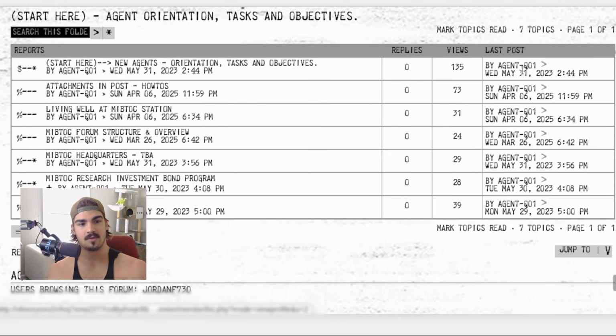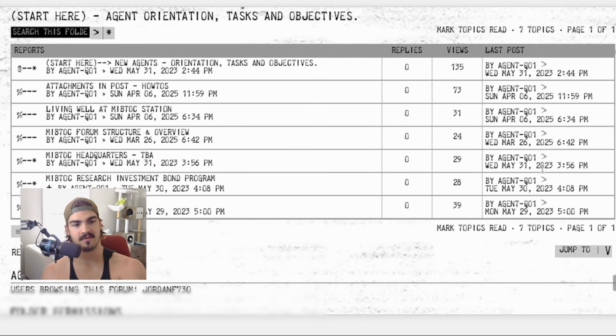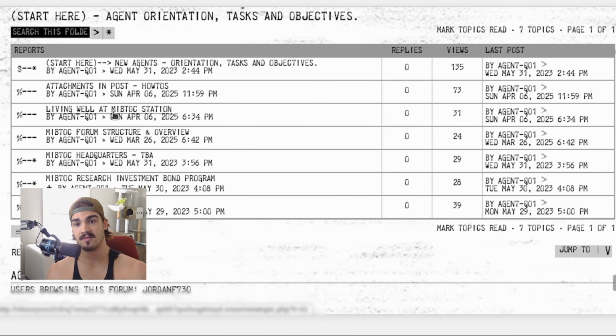So it looks like these were all posted in the past, May 31st, 2023. I'm wondering if this is around when the website was created. Agent Q01 does seem to be maybe the owner of the website, or at least 100% the most active throughout the years of this website being up. But let's click on Living Well at MIBTOC Station.